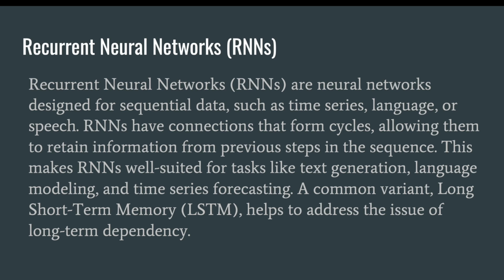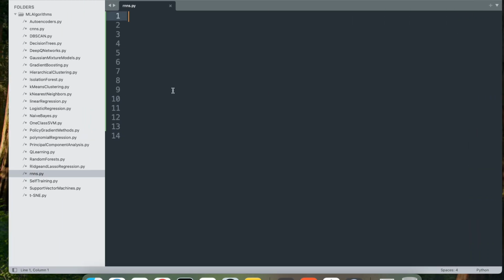A common variant, long short-term memory (LSTM), helps to address the issue of long-term dependency, which we'll look at in the next video. But for now, we're going to look at RNNs. So, first, let's go ahead and implement recurrent neural networks line by line using Python. I've already created a file called rnns.py.